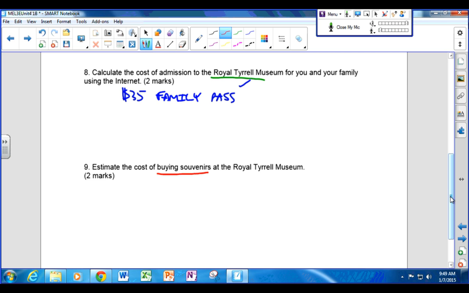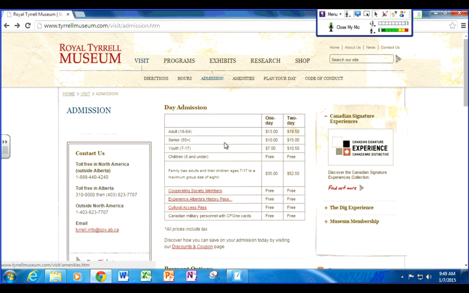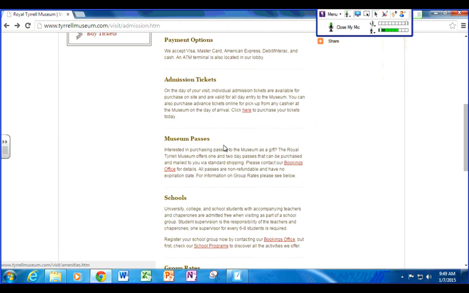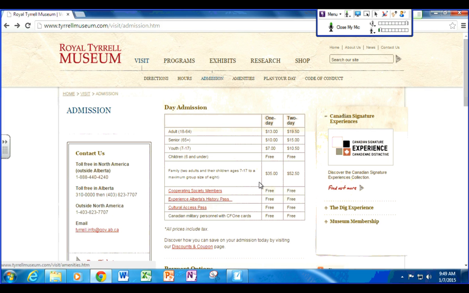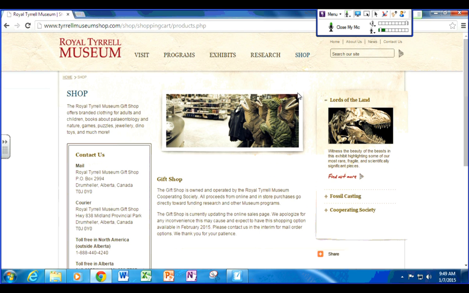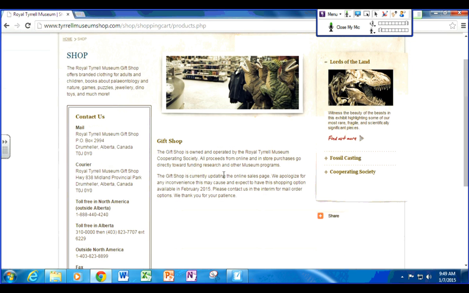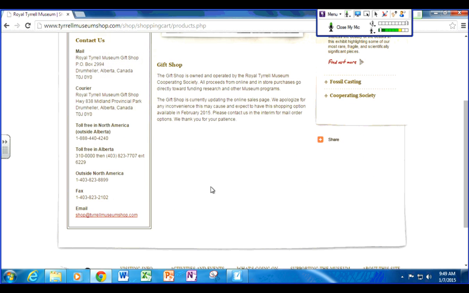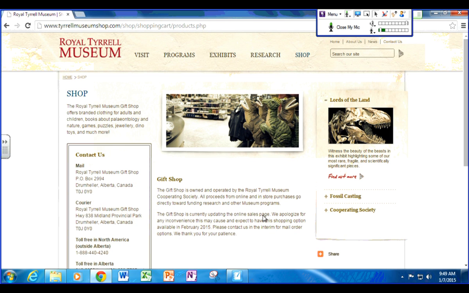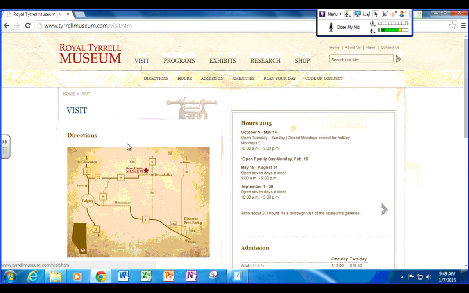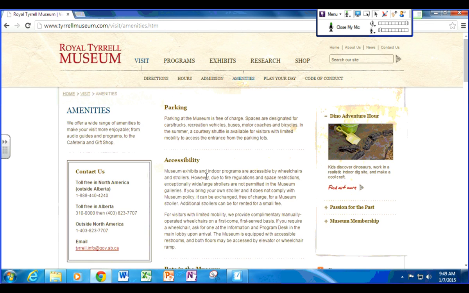Right? So let's go have a look here and see if we can find anything to shop. Okay, there it is. So they do have a gift shop, and okay, what they're telling us right here is that they don't have an online presence. So, how are we going to figure out how much it's going to cost? It's really hard to work out how much these costs are. Okay, amenities. Yeah, we already knew the gift shop.